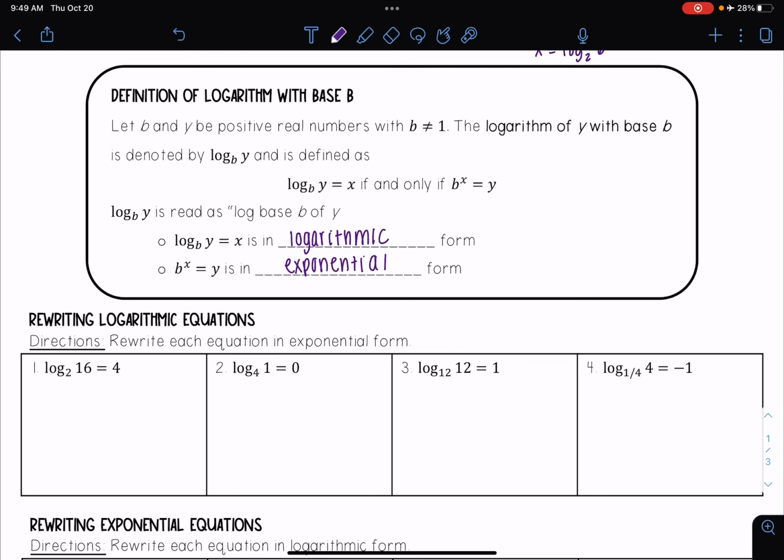So let's go ahead and practice rewriting in these forms. So we're going to rewrite each of these into exponential form. So number 1, I have log base 2 of 16 is equal to 4.